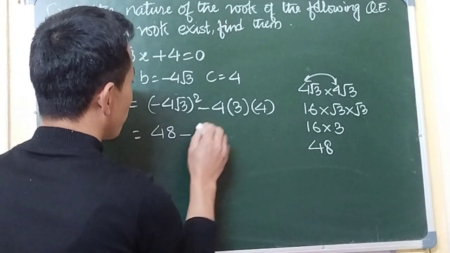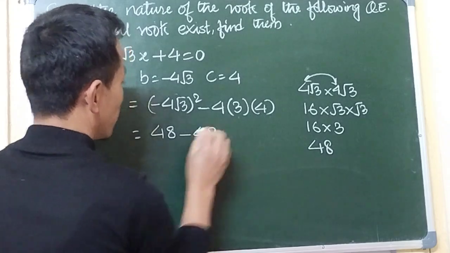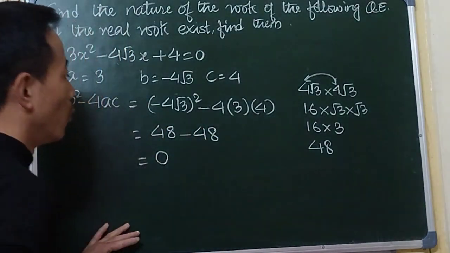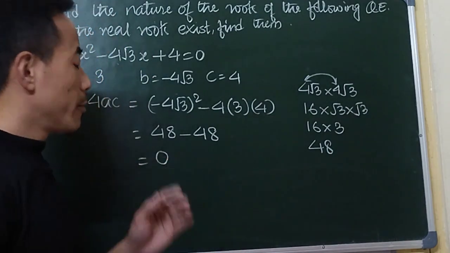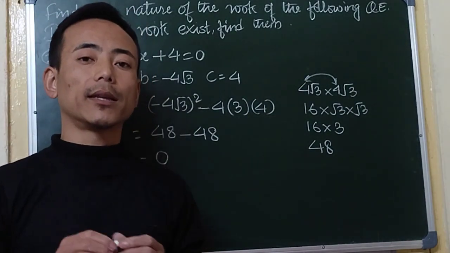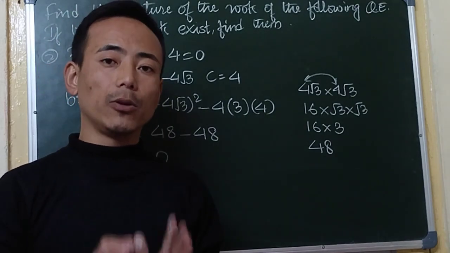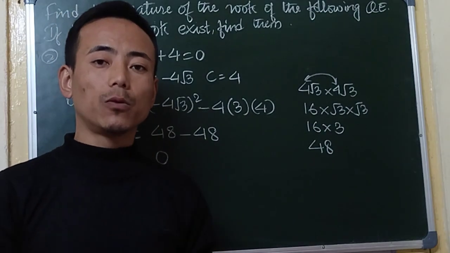Similarly, multiply this. 4 into 4, 16. 16 times 3, again 48. That means the value of B square minus 4AC will be equal to 0. Now, when the value of discriminant is equal to 0, then the condition was there will be two roots which are equal. So here roots will exist and the roots will be equal or same.